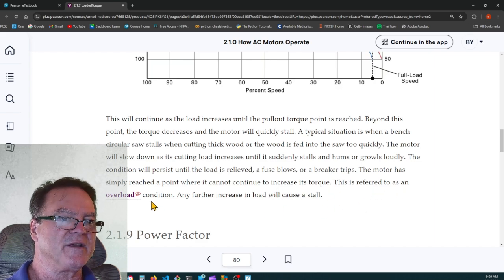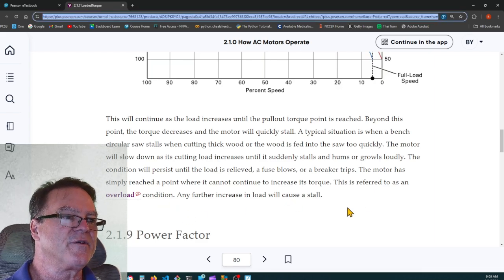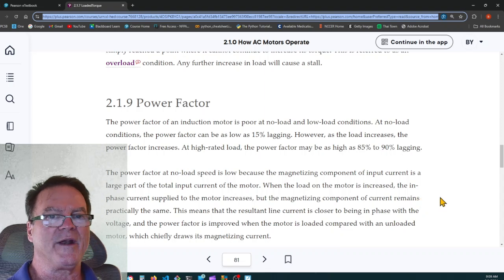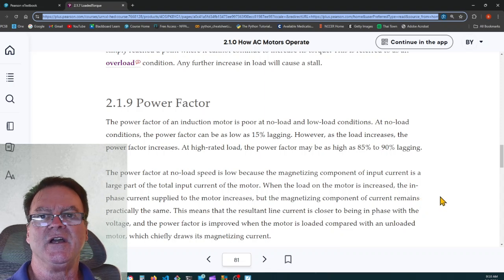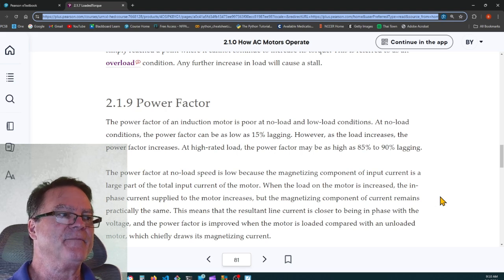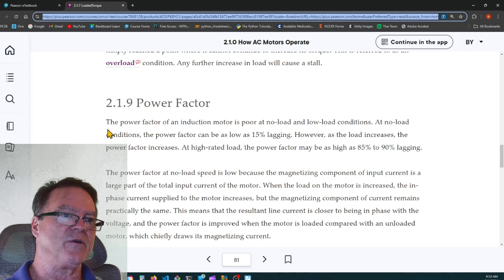This is referred to as an overload condition. Any further increase in load will cause a stall. You can very quickly burn up the windings of a motor if this condition is reached, so you need those overloads, that overload block we spoke of earlier. It'll disconnect the power to the motor, saving the motor.